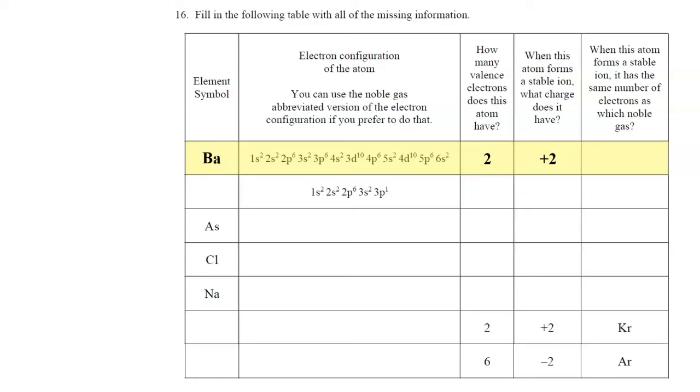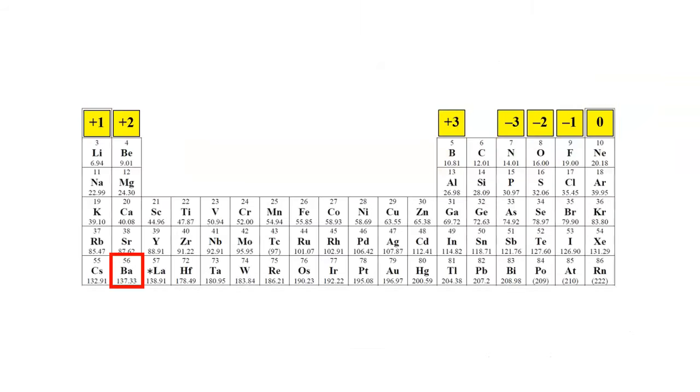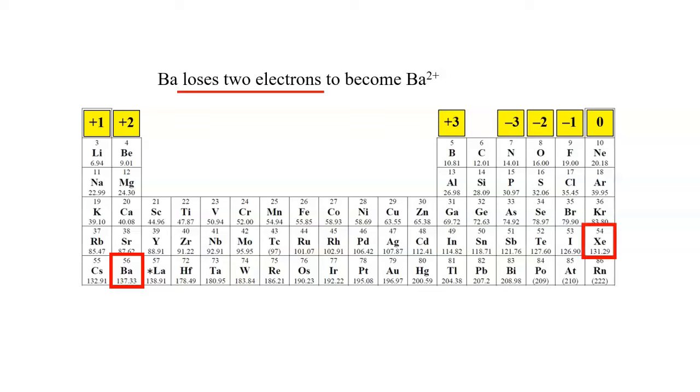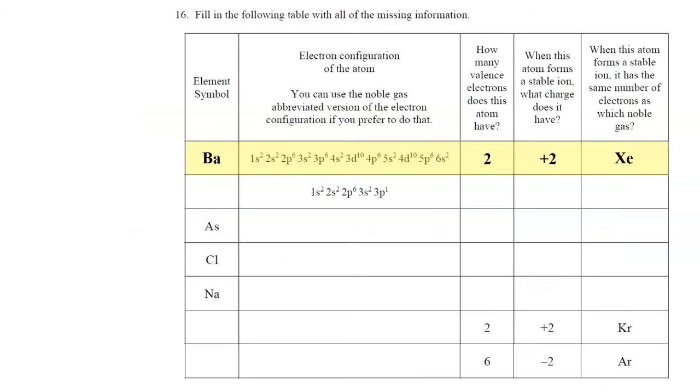Now that last column says when this atom forms a stable ion, it has the same number of electrons as which noble gas? So barium, the atom, has 56 electrons. But when barium, the atom, loses 2 electrons to become a barium ion with a charge of +2, that total changes from 56 to 54. And 54 is the same number of electrons as the noble gas xenon, which has the elemental symbol Xe. So now that row is complete.